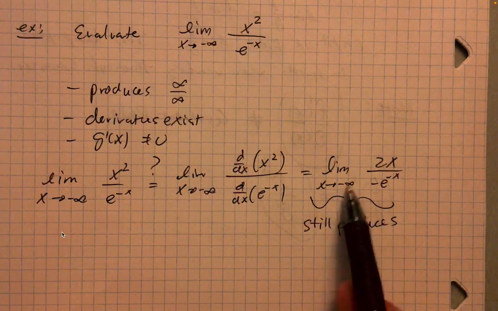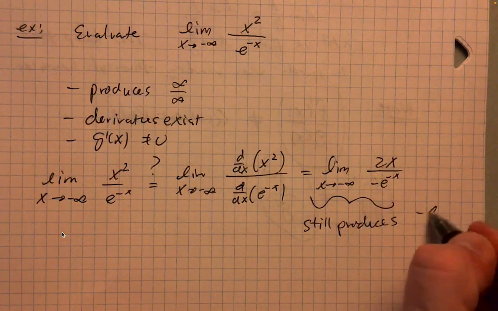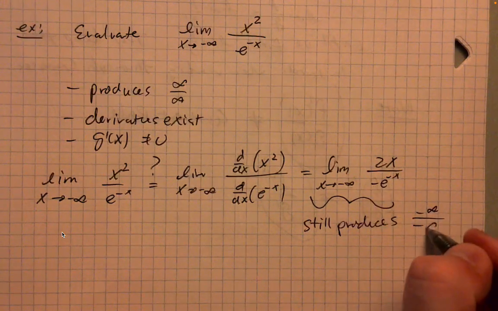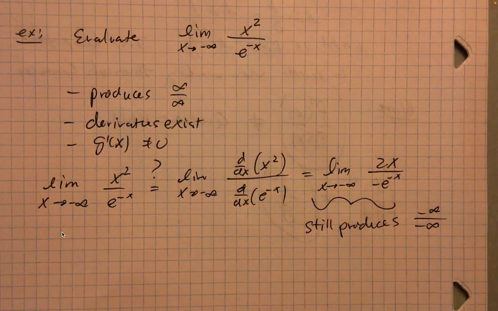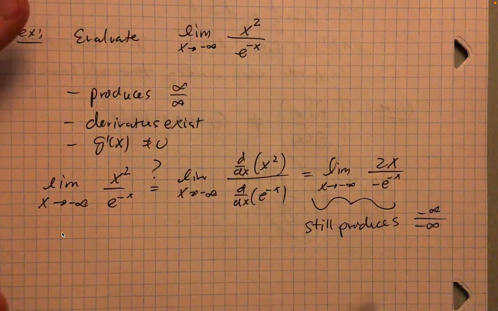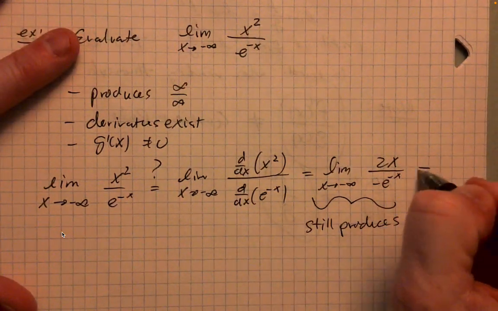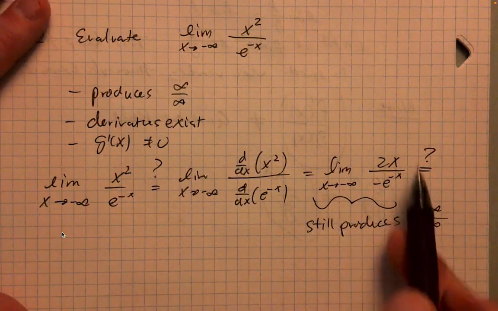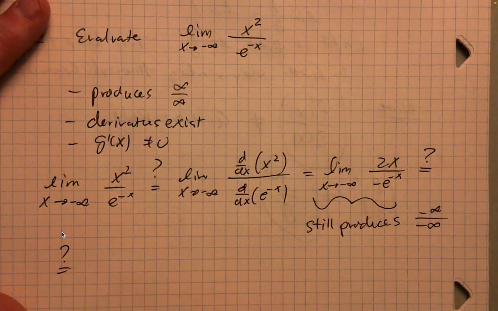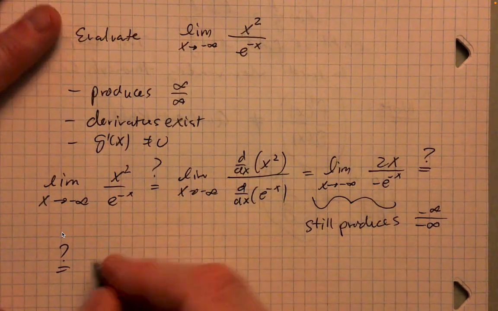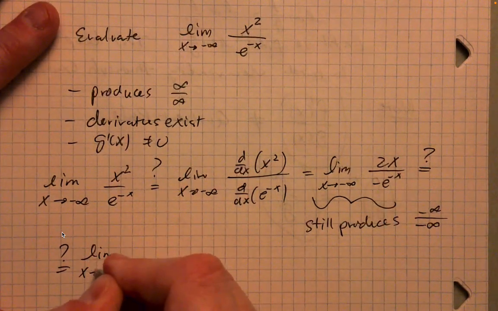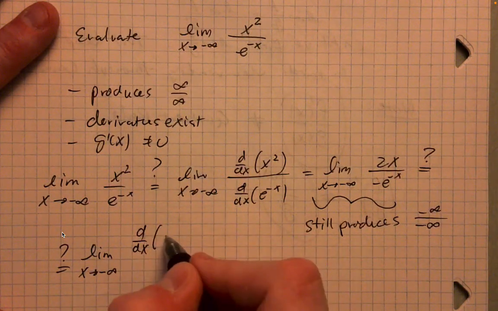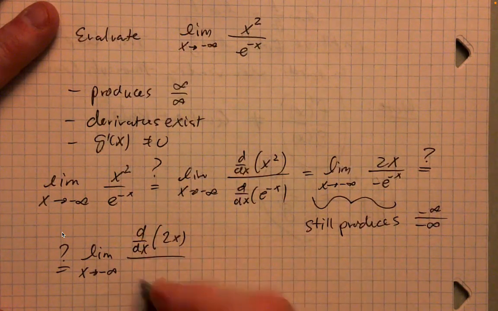In this case, since it's negative infinity, this will be negative infinity on top, and then down below it would be the same as before, except now you've got the negative sign in the front, so now it's negative infinity over negative infinity. Right? So still indeterminate. So what we can say then is, if the limit exists, this will be equal to the limit as x approaches negative infinity of the derivative again of the top and bottom separately, like this.